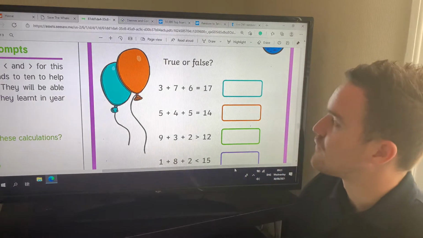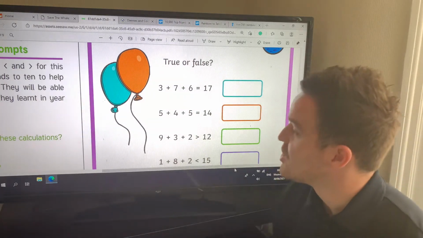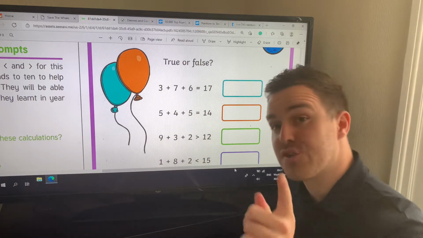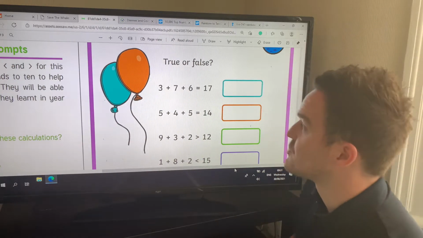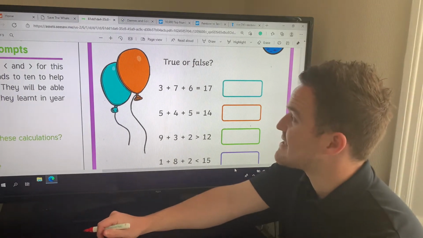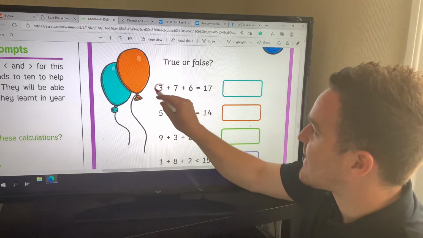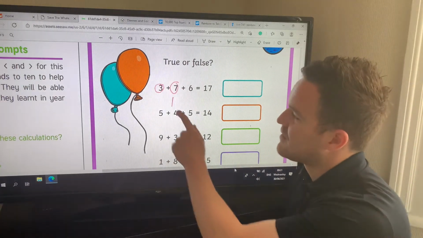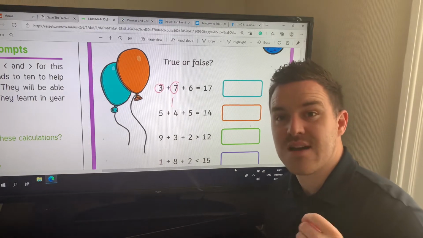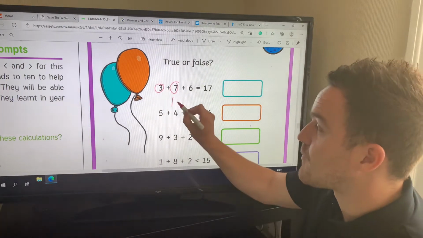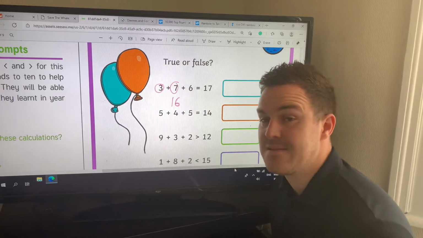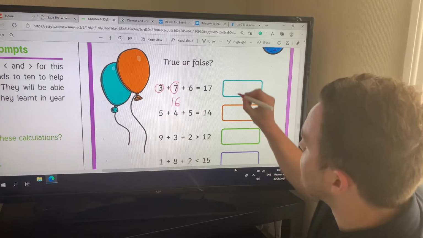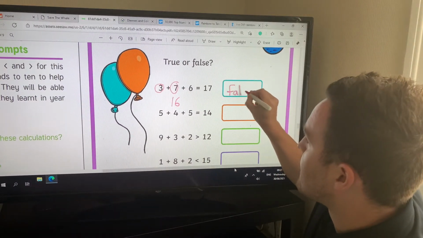we have some true or false questions over here. So what you have to do is add the numbers together and see if the statement is correct. So, always looking for number bonds to 10 while you're doing so. So, 3 plus 7 plus 6 equals 17. I know that 3 add 7 is a 10. So, I'll put that 10 there. And I know 10 add 6, I'm not going to add that because I know a group of 10 and 6 extra ones from our song is 16. So is 16 equal to 17? True or false? That is false.